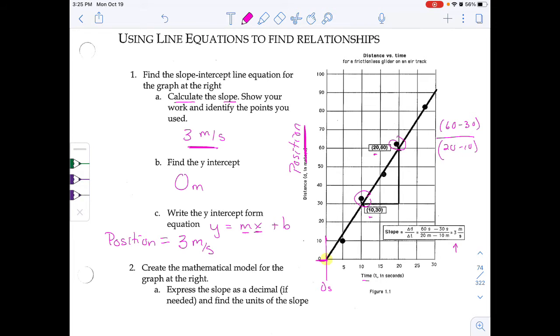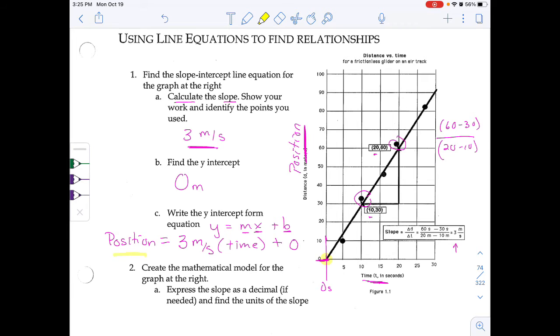Well, what's x in this case? In this case, it's the time. So this will be multiplied by the time plus b. B being that thing called the y-intercept. And in this case, it's 0 meters. It's going to kind of disappear on us since it's a 0. So let me say this out loud in words.